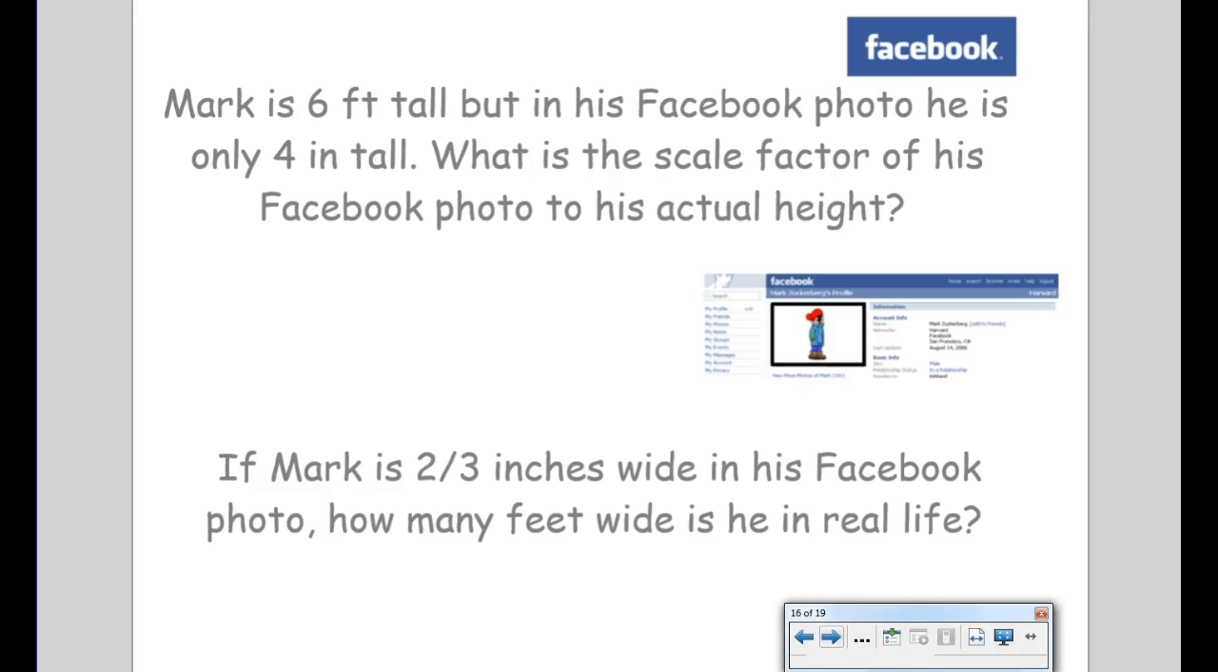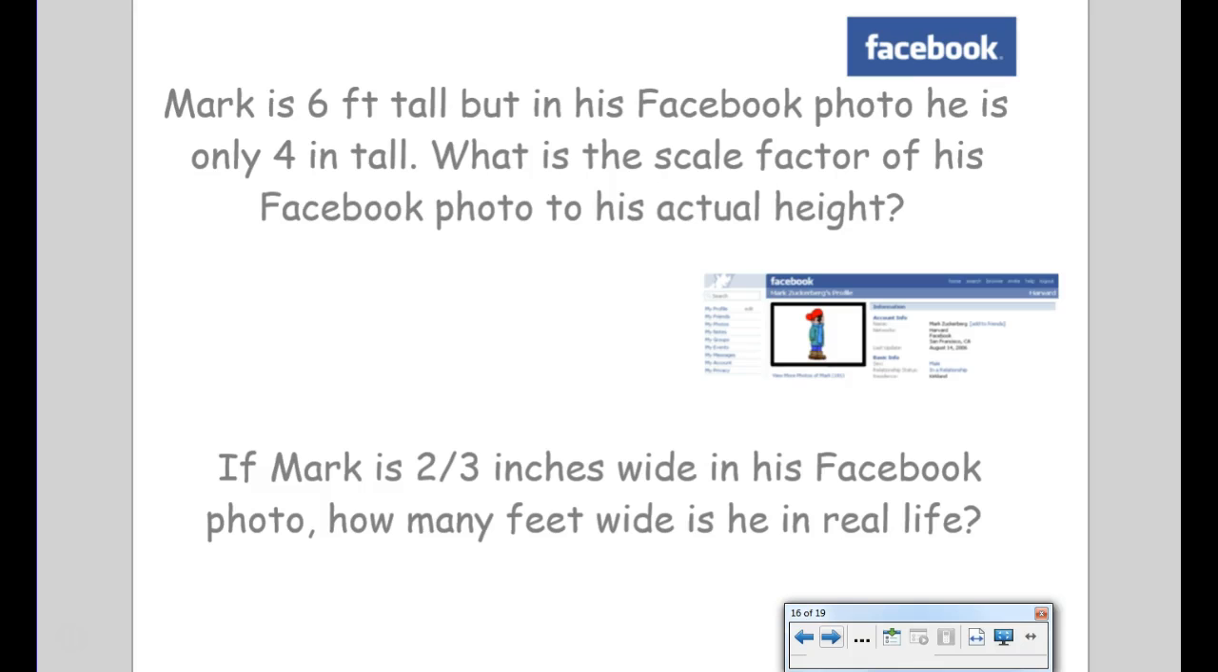Mark is 6 feet tall, but in his Facebook photo, he's only 4 inches tall. Here we go. There's the scale factor. What is the scale factor of his Facebook photo to his actual height? So we want to know how many times bigger we would need to, if we were blowing this picture up to make a life-size picture, how many times would we need to blow this up, how much bigger, to get his real height, to make it life-size?